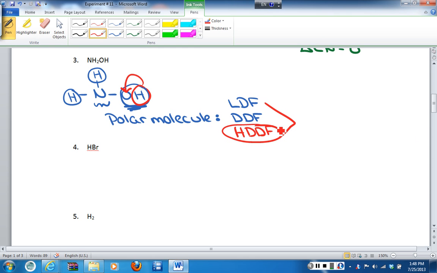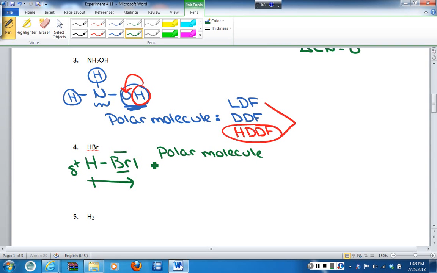Now, if we move on to example number 4, we see HBr. If we very quickly draw the Lewis structure for this molecule, we see that we have HBr. And if you look at this molecule, clearly you can see that it is definitely a polar molecule. It has a net dipole moment, it has polar bonds, and you can see that we generate this partial positive and partial negative. So it has polar bonds, it has a net dipole moment, therefore it is a polar molecule.